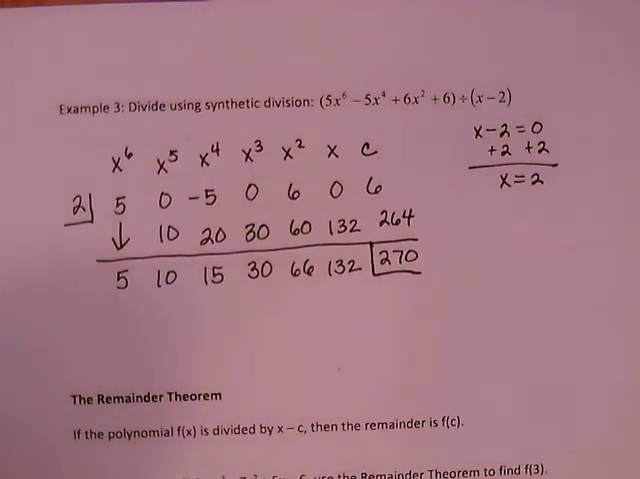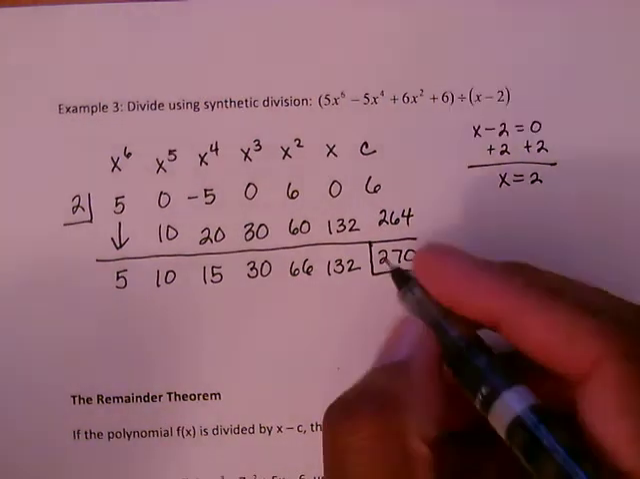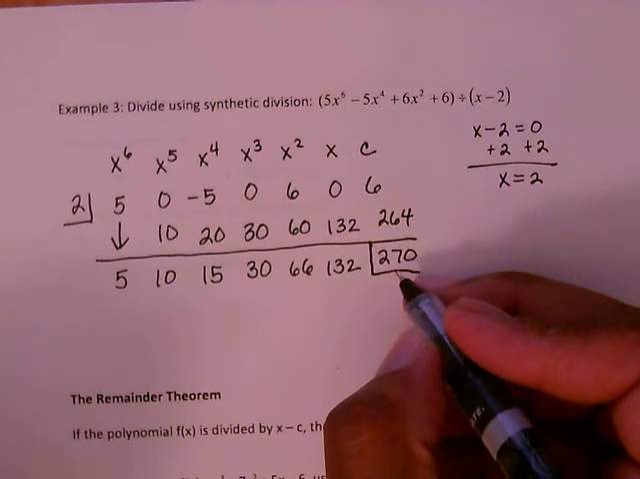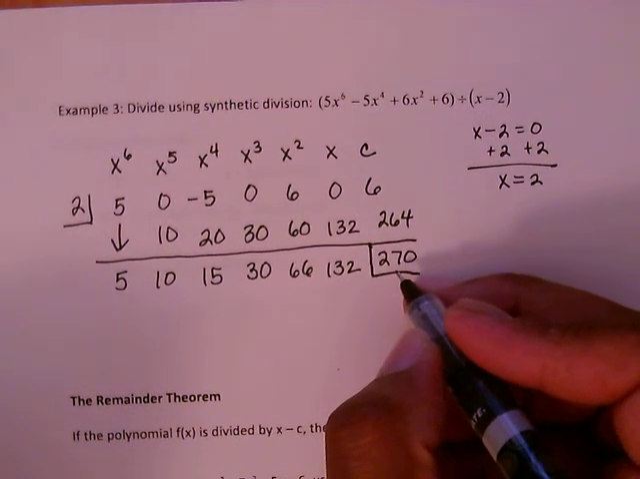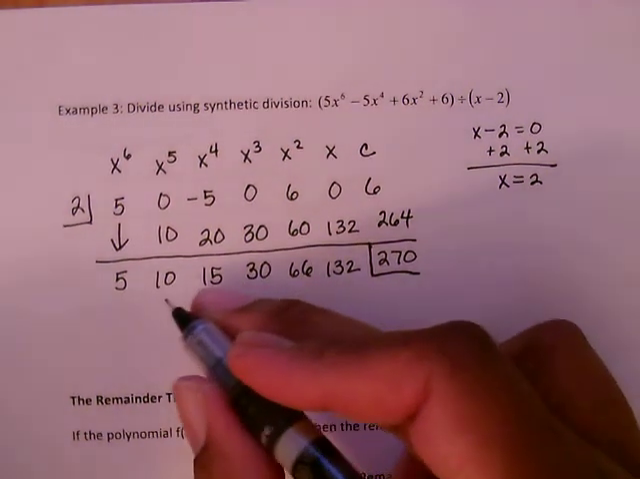So now we're done with the synthetic division. Now we have to write this as a quotient and remainder. In this case, that 270 in that box, the last number in the last row, that is your remainder. Now, these other numbers, that's your quotient.